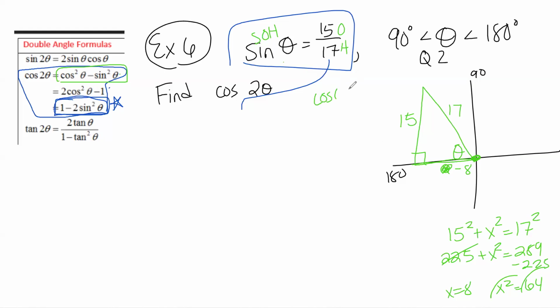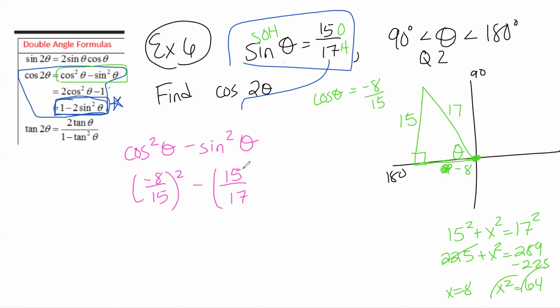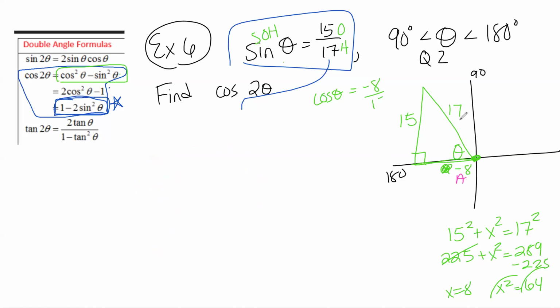Okay, and we need the cosine of that angle. So adjacent is negative 8. Hypotenuse is 15. Okay, now I can do the top formula. So cos square minus sine square. Cos we just got is negative 8/15 squared minus sine they gave us in the problem, 15 over 17 squared. That's 64 over 225 minus 225 over 289. And, ooh, gosh, you'd have to get a common denominator. Oh, wait, I messed up the cosine. Sorry. The cosine is not negative 8/15. It's negative 8 over 17, adjacent over hypotenuse. There we go.